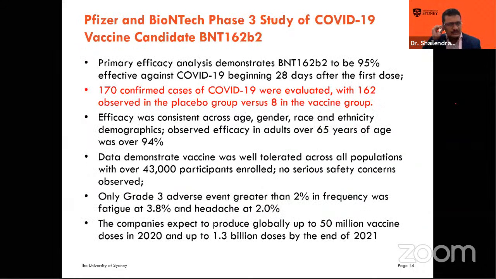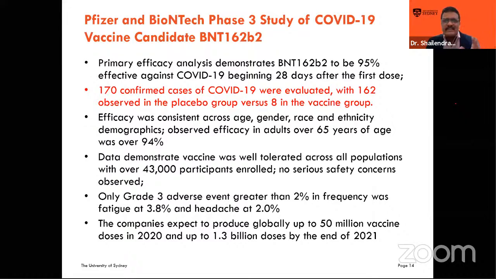So let's look at the first one, the Pfizer vaccine, which showed 95% efficacy after 28 days. So you've got to remember as well, the moment you get the vaccine, it's not going to be effective straight away. It's going to take at least 4 weeks. This is, in this case, 4 weeks in the Pfizer vaccine.